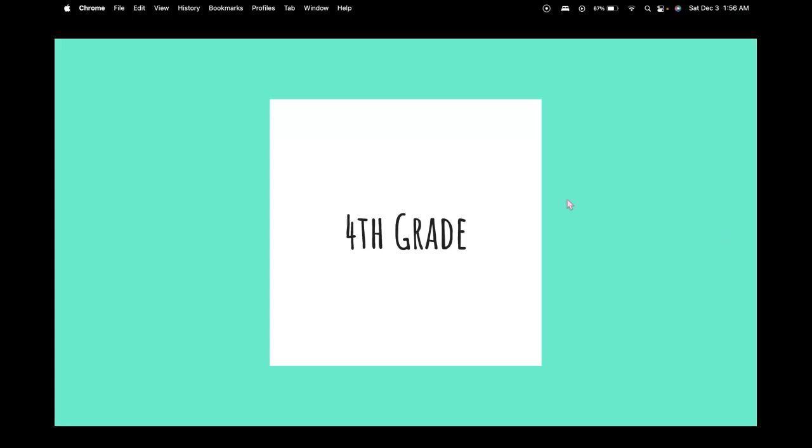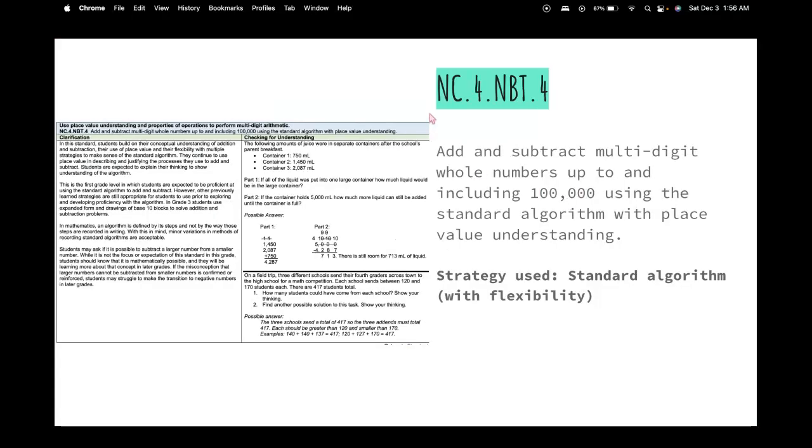So finally, 4th grade. The standard, as I mentioned in more detail, is to add and subtract multi-digit whole numbers up to and including 100,000, using the standard algorithm with place value understanding. And the strategy I'm going to demonstrate is the standard algorithm as mentioned in the standard and with flexibility, because I'm going to show a different sort of semi-method.